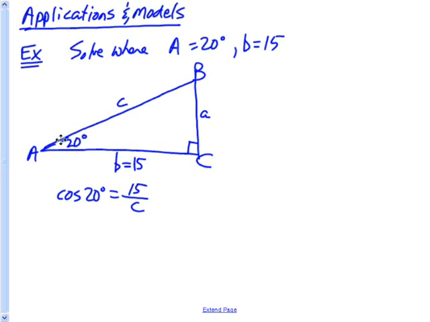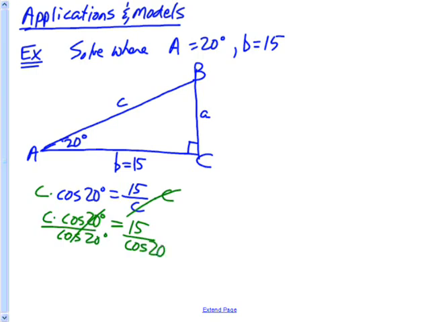So you've got to get that c on top, don't you? So let's multiply by c on both sides. So I get c times the cosine of 20 degrees. Of course, cosine of 20 degrees is just some number, so let's divide out that number. So 15 divided by whatever cosine of 20 degrees is, that's our answer. I think I got it right here: 15.96. So now we've got c, 15.96.